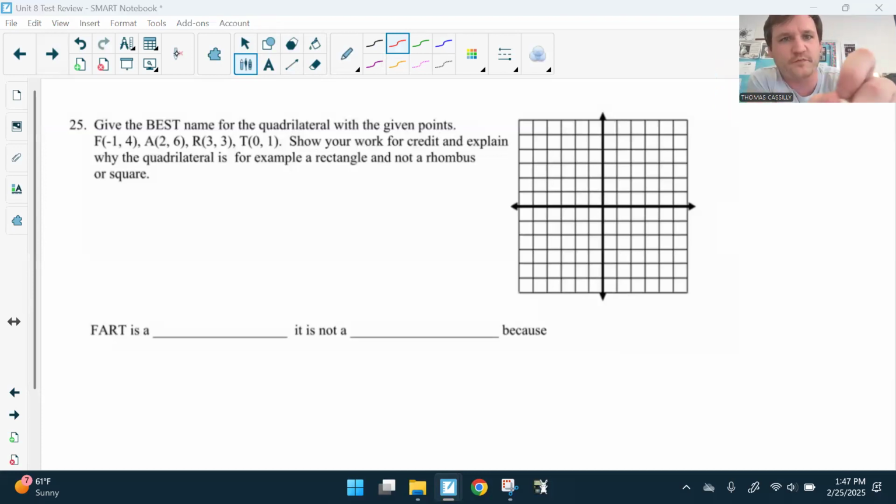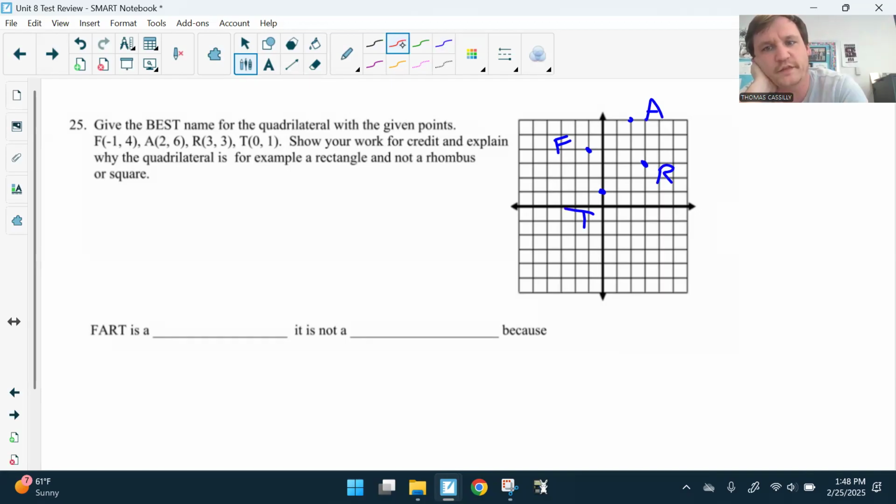So first things first, graph your points. Carefully plot your points here. I got -1, 4. We're gonna go right here. I got 2, 6. 1, 2, 3, 4, 5, 6 up top. 3, 3. It's gonna go right here. And then 0, 1, 0 to the right, 1 space up. And I think that looks good. So this is point F, A, R, and T.